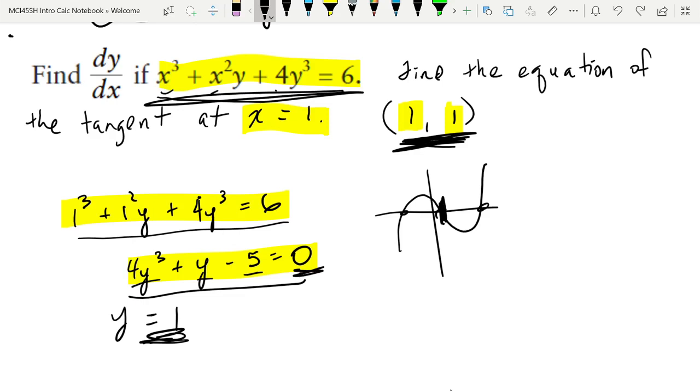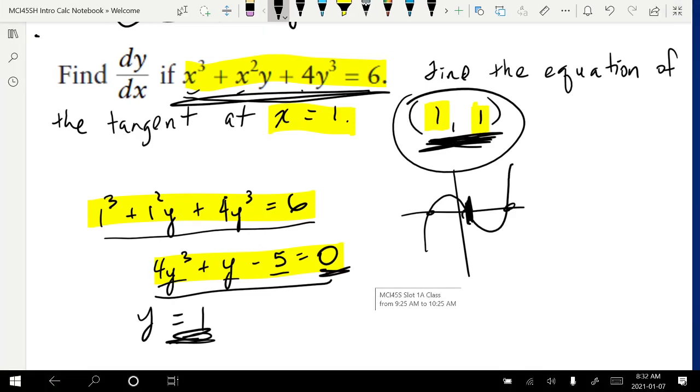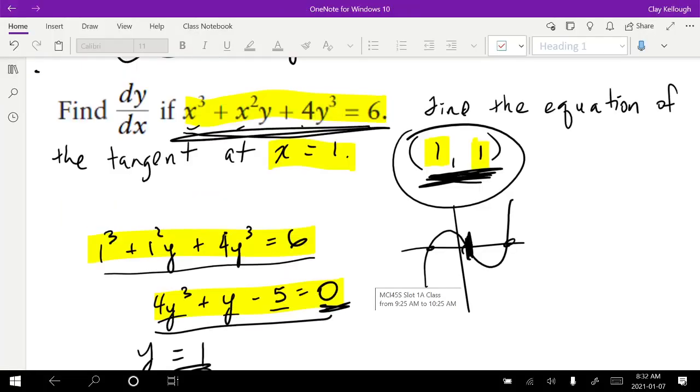Anybody not understand how I got to the point where I finally know a point on this curve? You know what I've been saying? We're going to use Desmos for this, so let's just go look at Desmos. Let's look at the curve before we start playing with the differentiation.